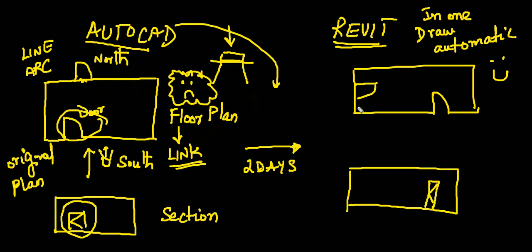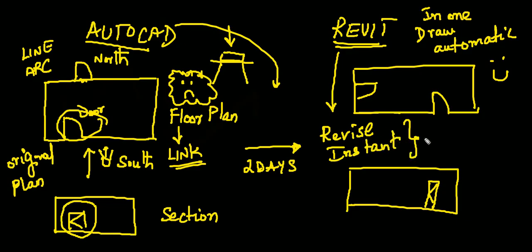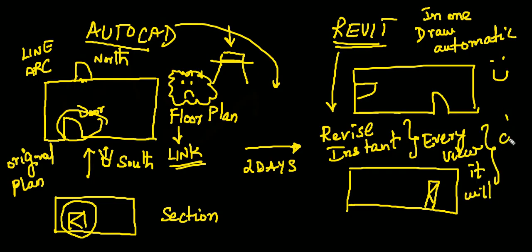Revit is not like that. He says change, you say okay, piece of cake. I just move this door, and the door automatically joins. That's why it's called Revit. Revit means Revise Instantly. Revise instantly means every view will update automatically. What will update automatically? Change will be updated automatically.